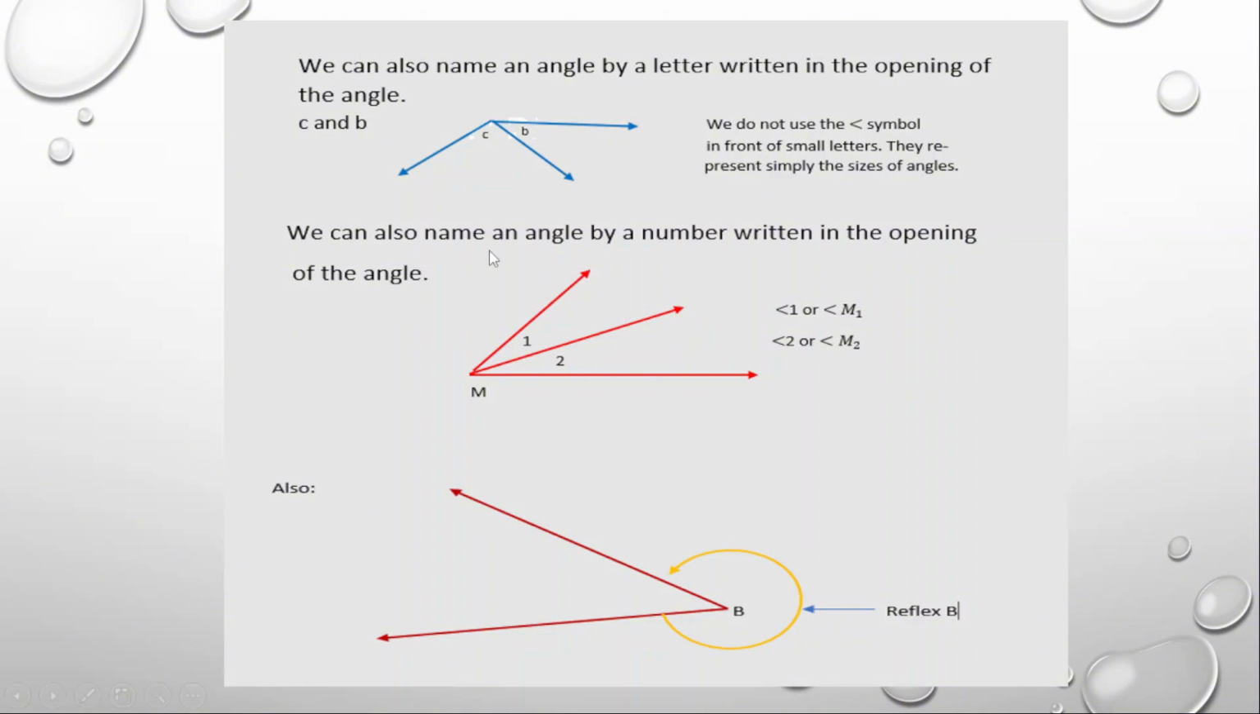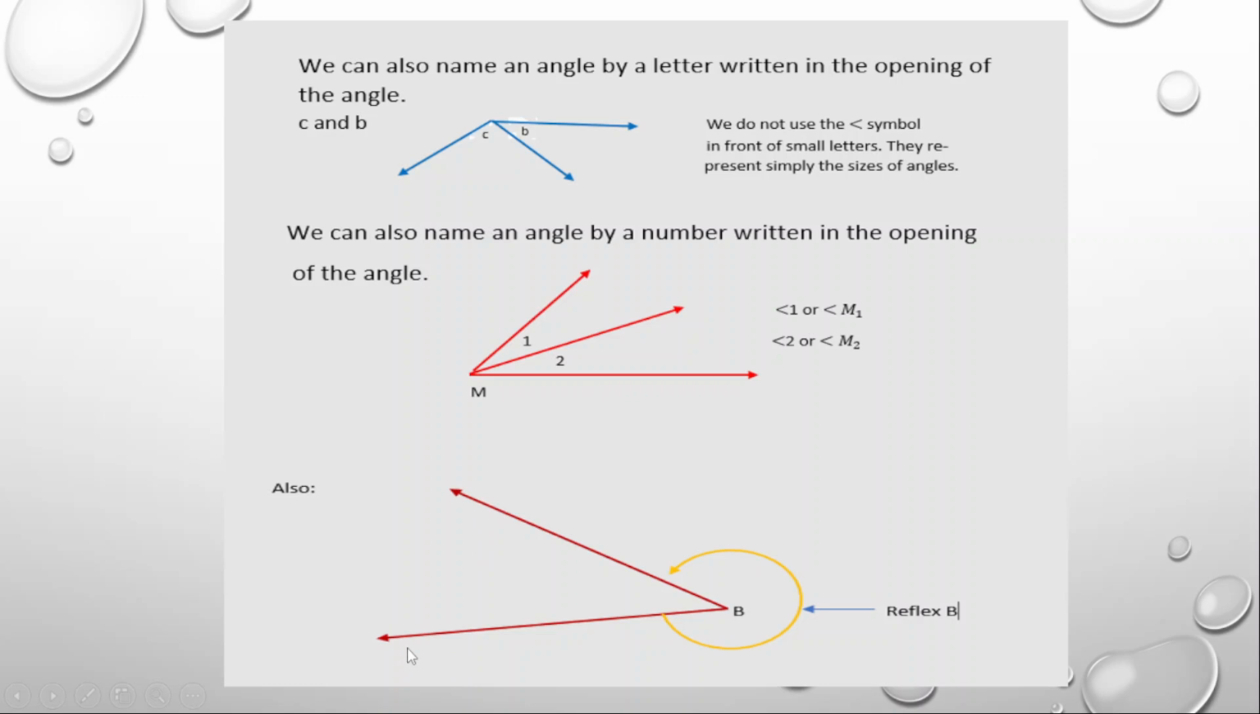Now we can also name an angle by a number written in the opening of the angle. So here we have two angles, but both of them have the same vertex M, right? So we can call them angle 1 and angle 2, but we put the angle symbol in front of them. Or we can call them angle M1, angle M2. So here we have now another angle here.